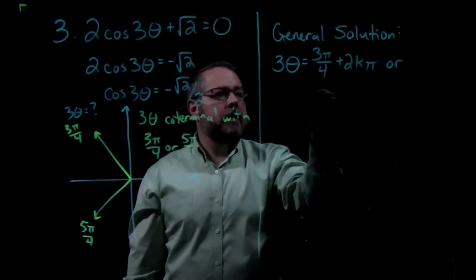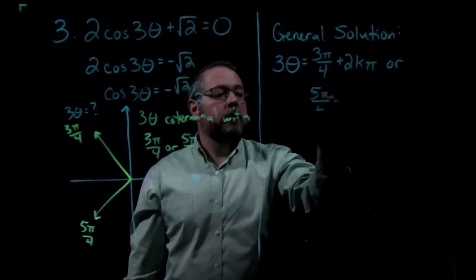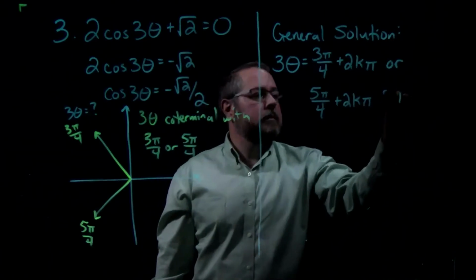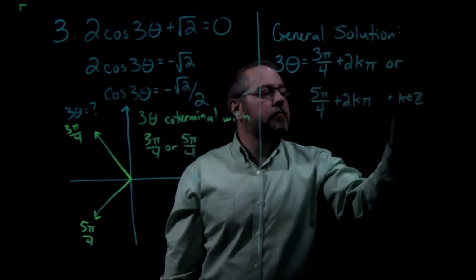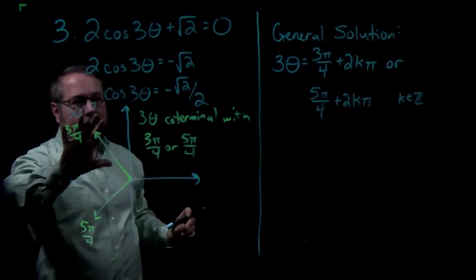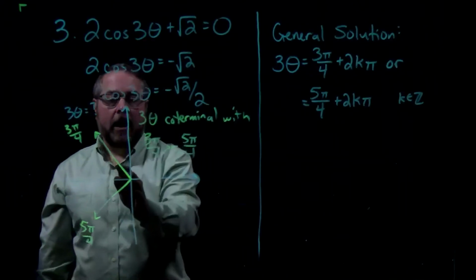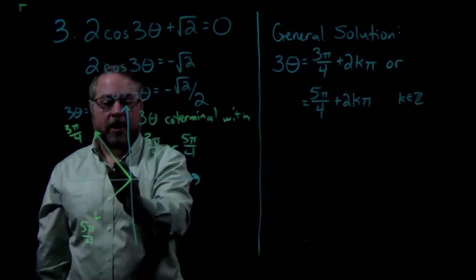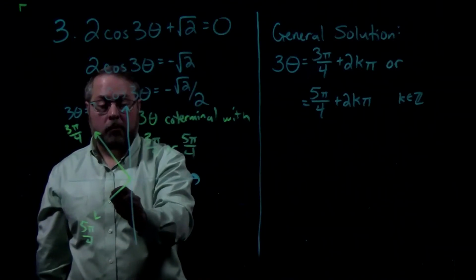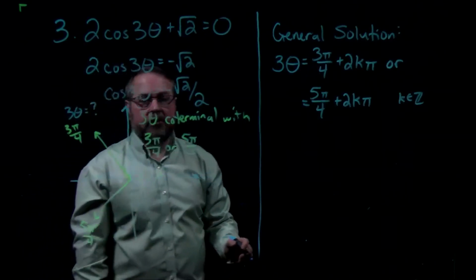The other possibility is if we're coterminal with 5 pi over 4, we're equal to 5 pi over 4 plus 2k times pi. Again, k is an integer. In this situation, we have to write it as two separate possibilities because 3 pi over 4 and 5 pi over 4 are a quarter turn off of each other, but if we start at 5 pi over 4 and we make a quarter turn counterclockwise, we arrive at something that's not a solution.